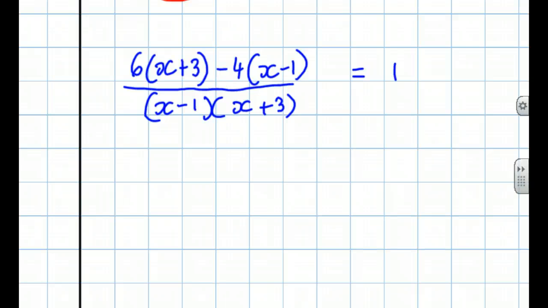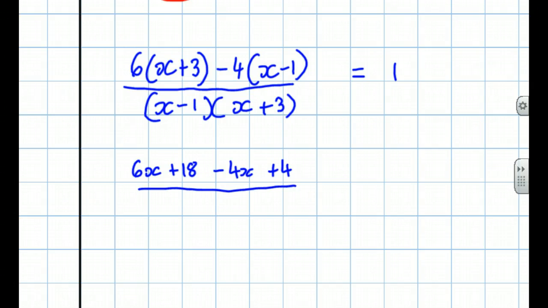Expanding the numerator, I get 6x plus 18, and then minus 4 times x is minus 4x, and then minus 4 times minus 1 is plus 4, all over. Let's expand the denominator. I get x times x, x times plus 3, minus 1 times x, and minus 1 times plus 3. So it's going to be x squared, and at the end, minus 1 times plus 3, which is minus 3.